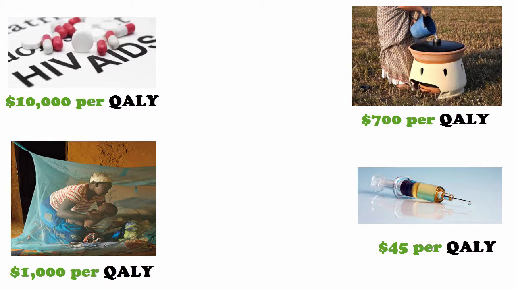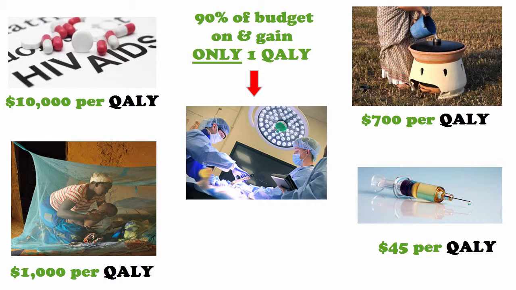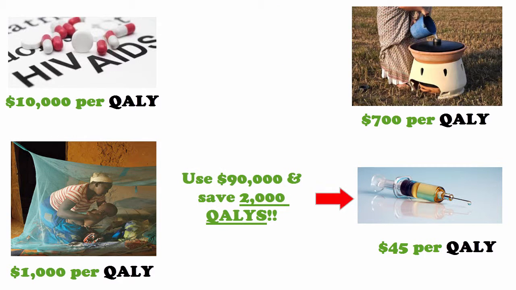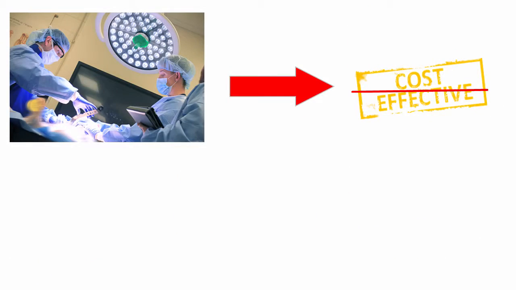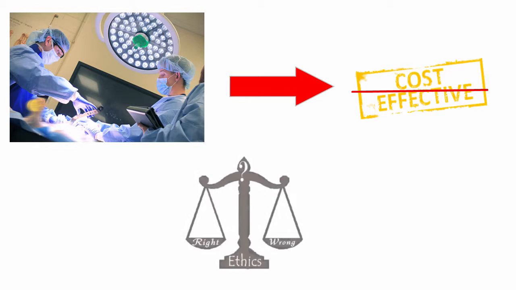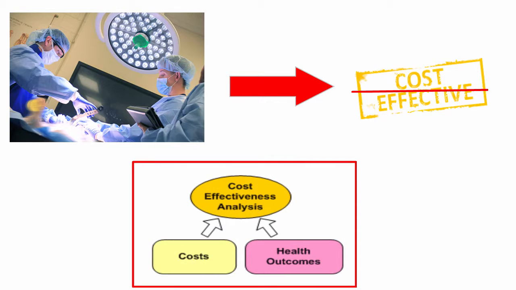You could spend 90% of your annual budget to gain 1 QALY by adopting the new surgical procedure for brain tumors, or you could use the same $90,000 to purchase doses of the measles vaccine and instead save 2,000 QALYs. By deeming the surgery as not cost-effective, is that unethical? The answer will always be, it depends, but in this case, I think it is clear how CEA can offer meaningful information to decision makers.